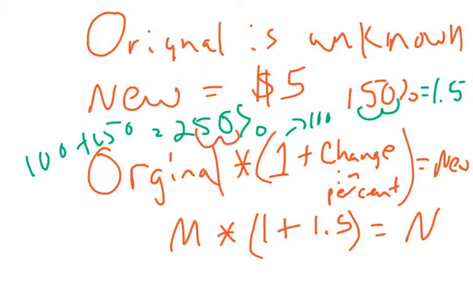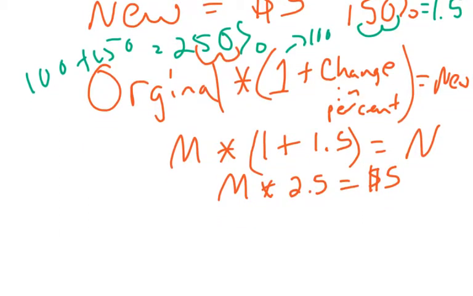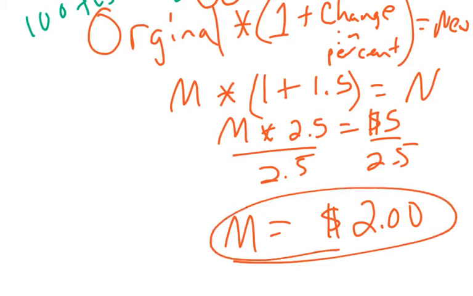And so our mask times 2.5 equals $5. Now, to figure out what the original mask price was, since we're multiplying, we have to divide both sides by 2.5. So if you take a calculator and divide that, you find that the mask will equal $2. So the original price was $2.